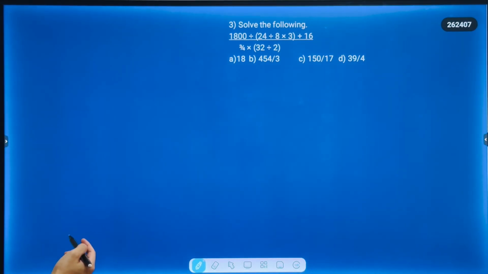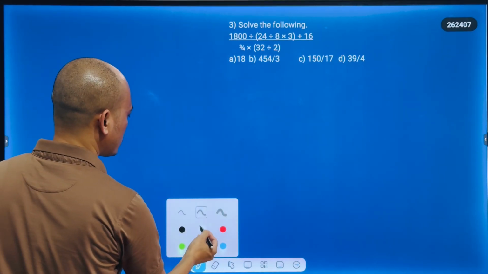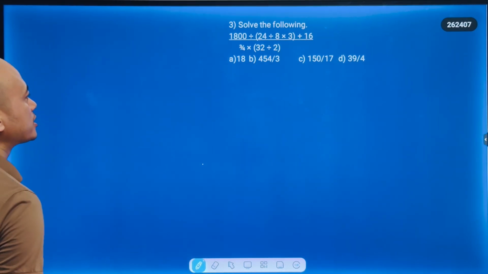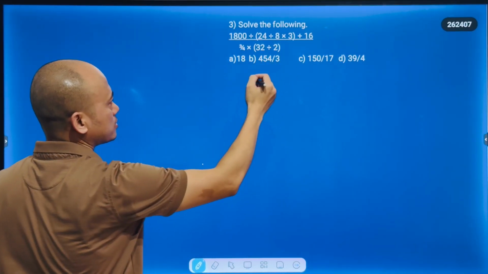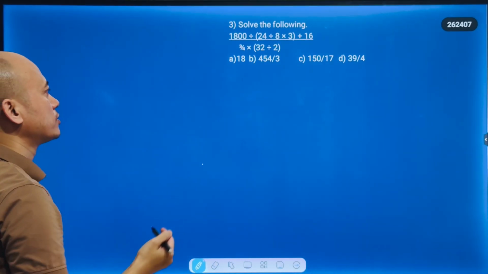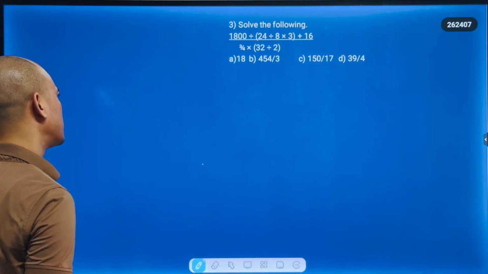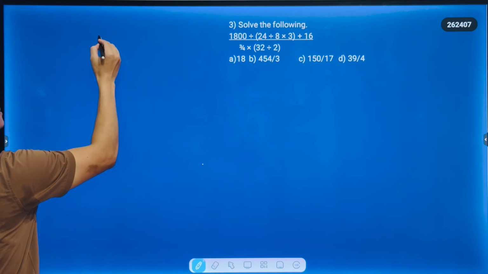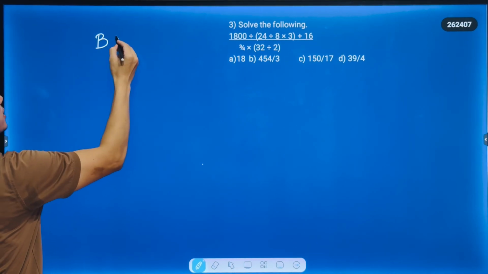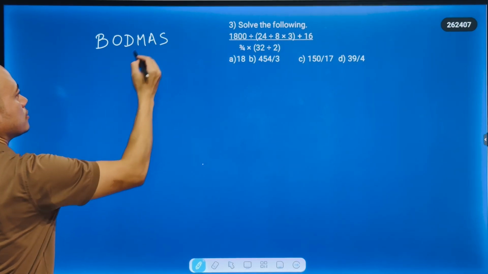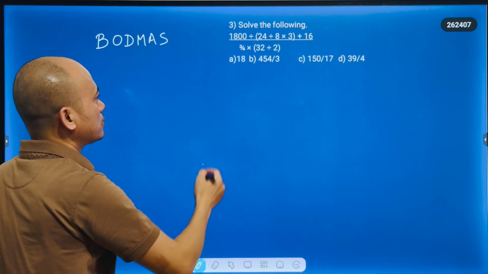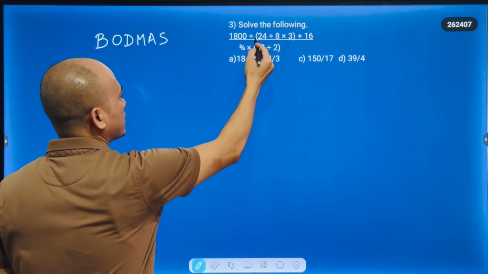So number 3, this is just a simple simplification question. Everyone knows the Bodmas rule, where we have to take the bracket first, then of, then divide, multiplication, addition, subtraction. So let's try to solve it. We will first do the bracket.